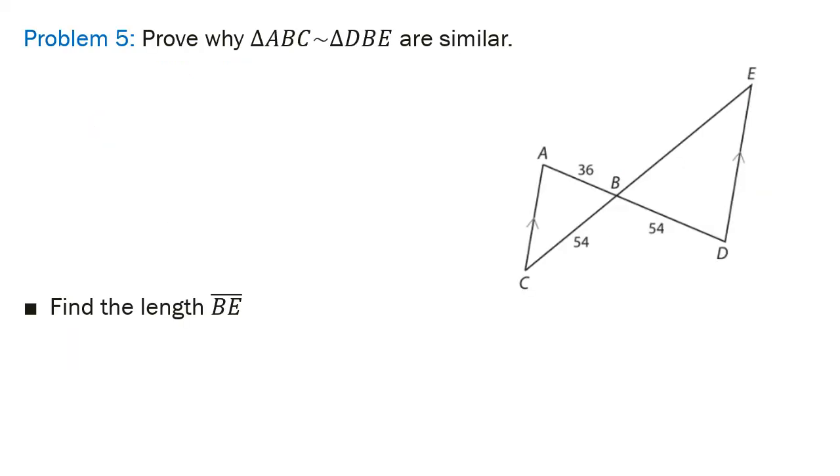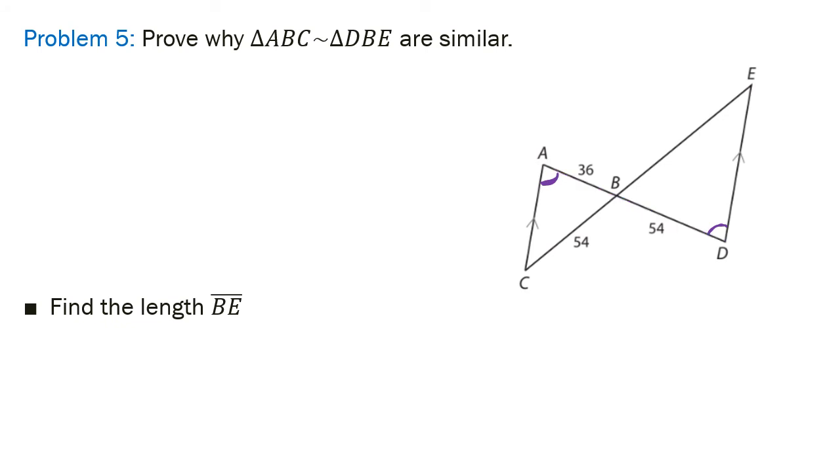So this problem says, prove why triangle ABC is similar to ABE. So looking at the problem, we have 2 parallel lines here, AC and ED, which means that they are parallel. This right here is what we call a transversal, which means that this angle here and this angle here are congruent because those are called alternate interior sides, which you can look up on your formula sheet that I handed you a few days ago.